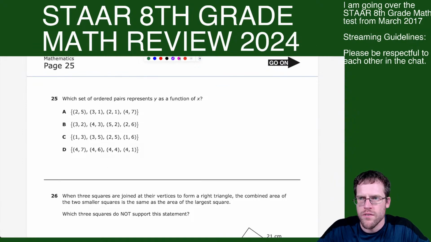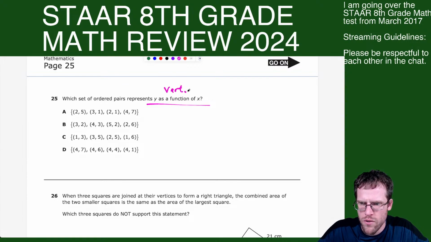So let's see. Moving on now to: which set of ordered pairs represents y as a function of x. So before we talked about the vertical line test. But when we have a set of points like this, we're going to look for the repeating x value test. Okay, so repeating x values, this means not a function of x.